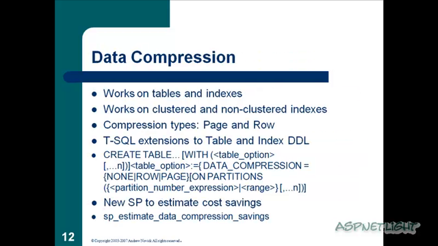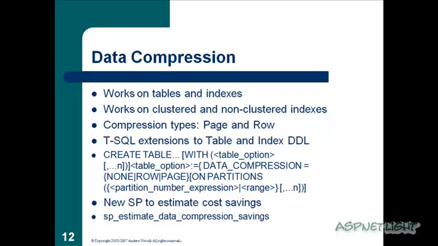Data compression is a very good topic. Data compression works on tables and indexes, as well as on clustered and non-clustered indexes. We can apply the data compression. There are two types of compression: page level data compression and row level data compression. Page level means when you create a table or a clustered or non-clustered index, you can apply the compression techniques at the page level. If you think a particular row is taking a lot of disk size, you can apply the compression to that particular row as well.